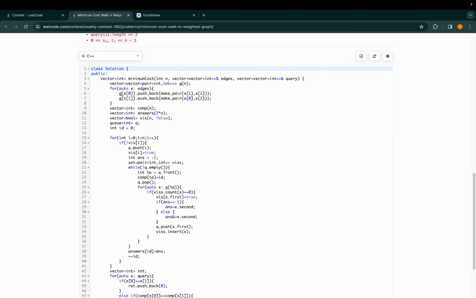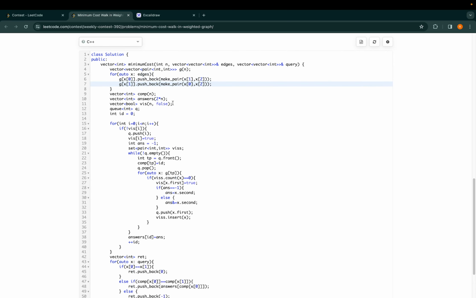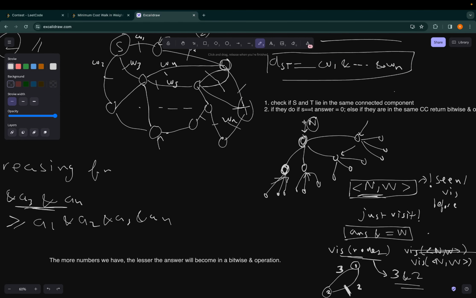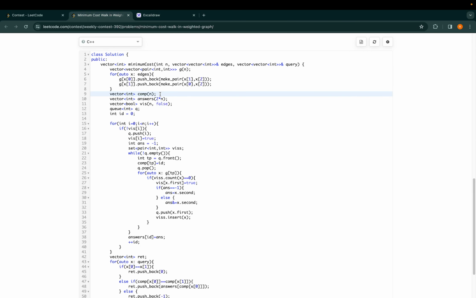So here's what I'm doing with the code. First, I want to construct a graph out of these edges. So I construct a graph like this as a normal adjacency list, and then I initialize some variables over here. Comp is basically to do this stage where we want to check if S and T lie in the same connected component. So comp of I would be the ID of the connected component of I, where I is the node. Then I store an answers array, a visited array. So this visited array will allow me to check if I can do a BFS from that node or not.